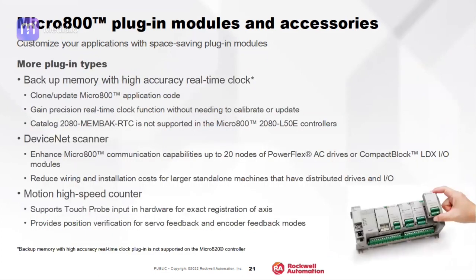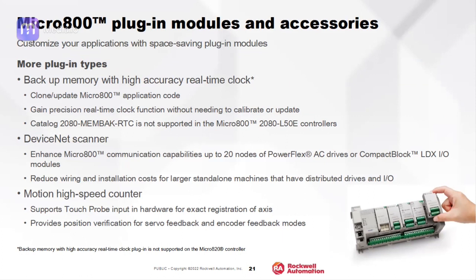If it is a compact size panel designed with space constraints, you can use the plug-in modules for expanding your IOs. The memory cartridge is used for taking memory backup and recipe data logging. These kinds of functions you can use.